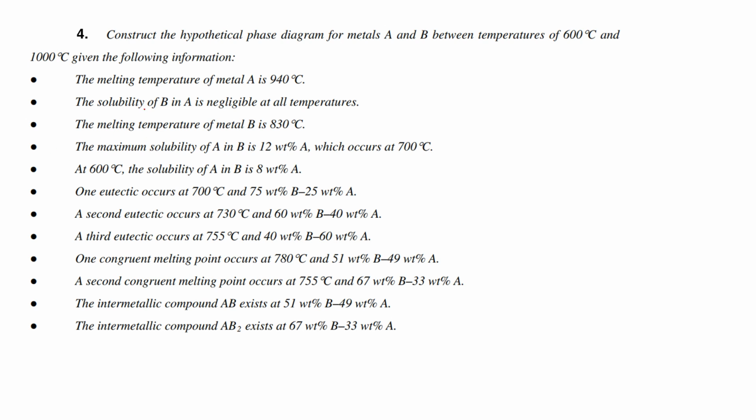The phase diagram for metal A and B between temperatures of 600 degrees centigrade and 1000 degrees centigrade is given. So the first clue is that we have a temperature range here rather than extending from room temperature like we have seen in the previous example. And the melting temperature of pure A is given. That is, the melting temperature of pure A is 940 degrees centigrade.